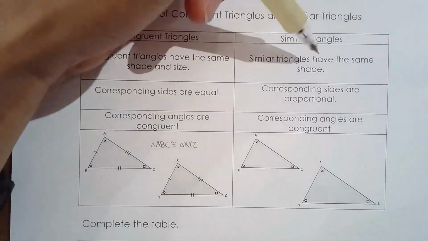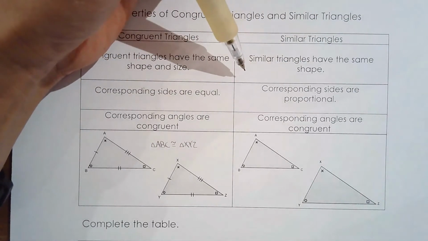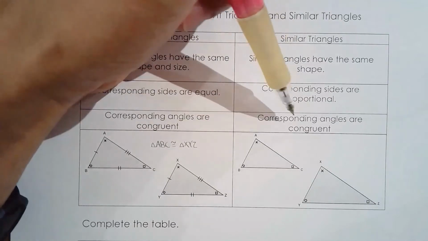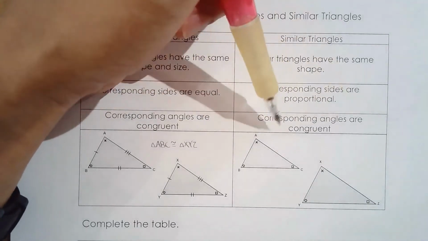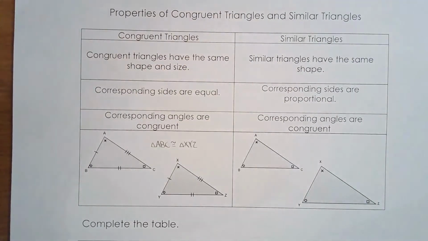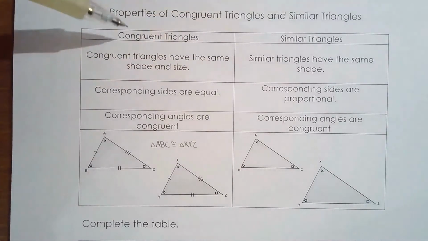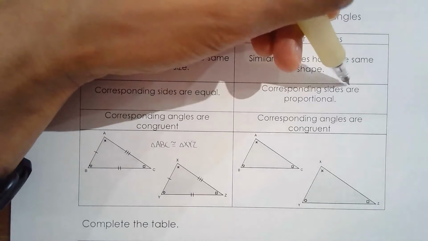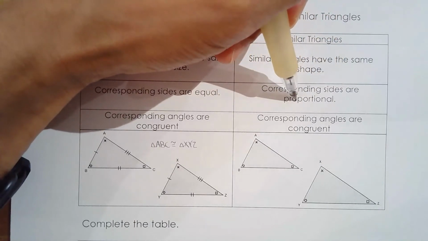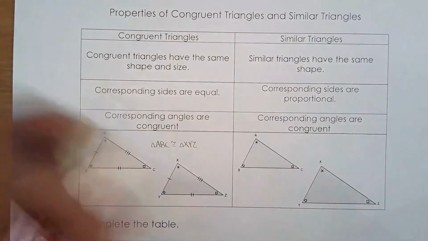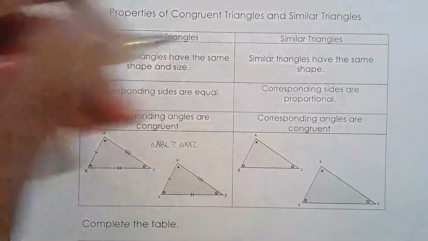Now, similar triangles, once again, have the same shape but not necessarily the same size. Their corresponding angles are also congruent, the same as with congruent triangles. But the difference between similar triangles and congruent triangles is this point here: corresponding sides are proportional. I'm going to write that on the next page.